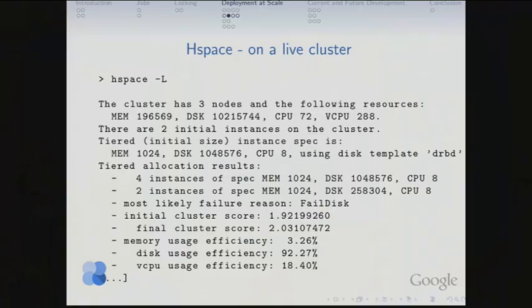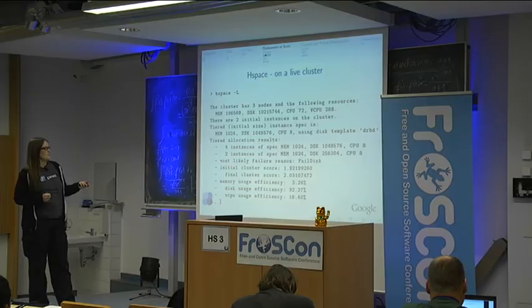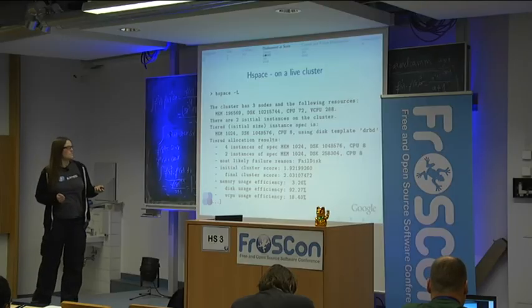I have an example here, so you don't need to read all of this. We just run HSpace -L on the master node, and it tells you a bit about your cluster, that it has three nodes, and the overall capacity, like memory, disk, and CPU. And here it starts adding instances. So it says, OK, I can add four more instances with a bigger disk. And then I still have some space left for two more instances. But then all my disk is filled, which is here the most likely failure reason.